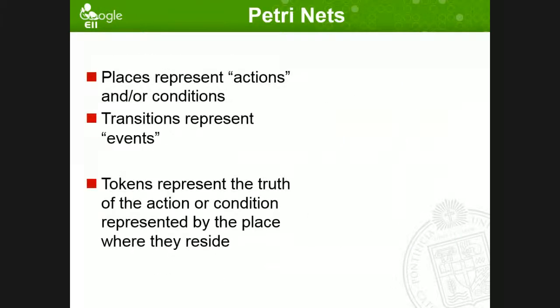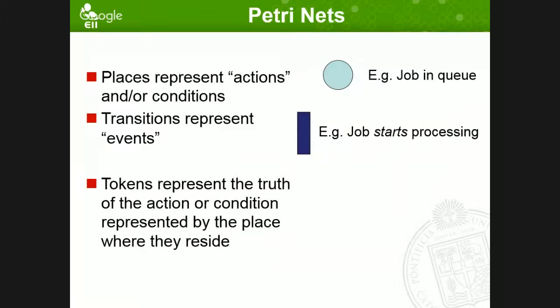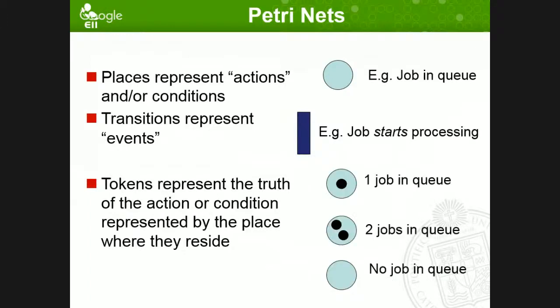So again, places represent actions or conditions, and transitions represent events. For example, this is a place, this is an action or a condition. In this case, it's a condition which is job in queue. This is a transition representing the event a job starts its processing, and tokens, as I said, represent the truth of the condition or the action of the place. For example, we can say we have one job in queue, or we can have two jobs in queue, or we don't have any job in the queue.